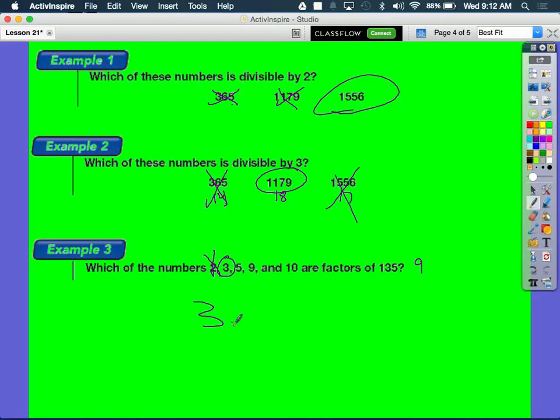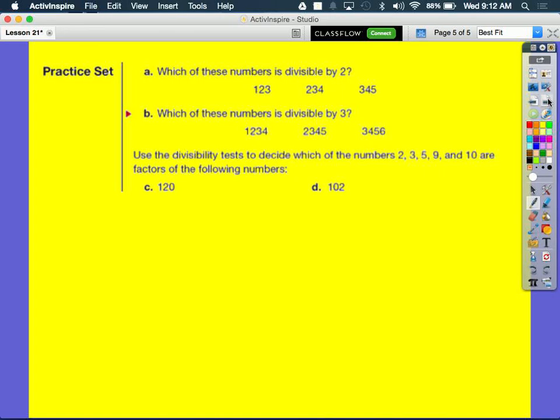And I'm going to put 3 down here. 5. Does the last digit end in a 0 or a 5? I look at it, yes it does, therefore 5 is a factor. Now 9. So I add my digits up, I get 9. 9 is divisible by 9, therefore 9 is a factor. And for 10, it needs to end in a 0. It does not, so 10 is not a factor. So my answer would be 3, 5, and 9.